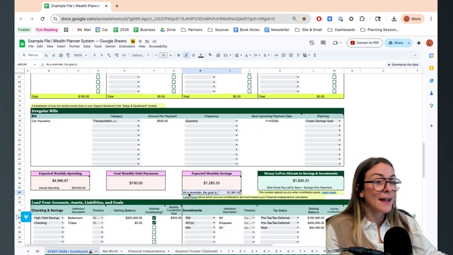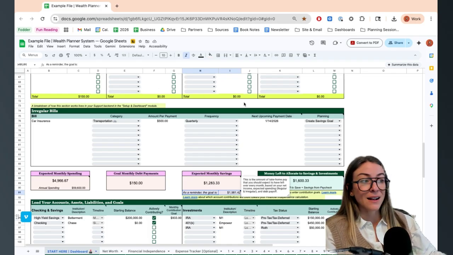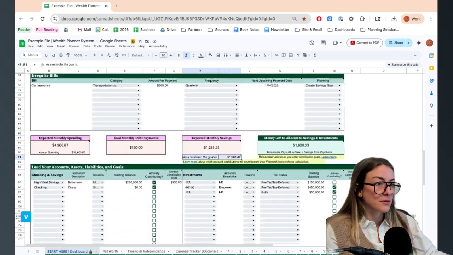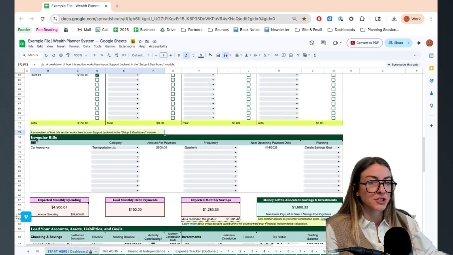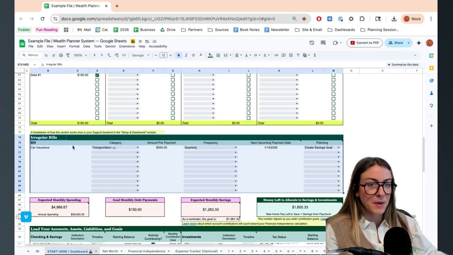And then it's going to say, hey, as a reminder, this was the goal based on that savings rate you wanted to hit. So you can compare, ooh, okay, I'm like 700 off. Is there anything up there that can go, or do I need to adjust the savings rate goal? Before I move on to the investing section down here, I also just want to show you this irregular bills section, which is something that we added this past year.